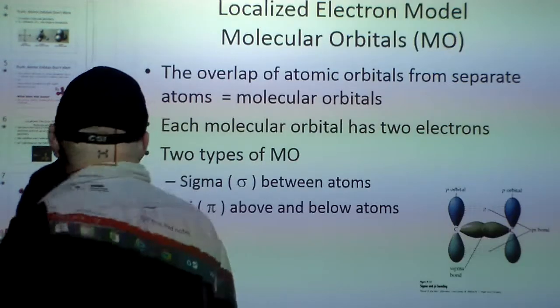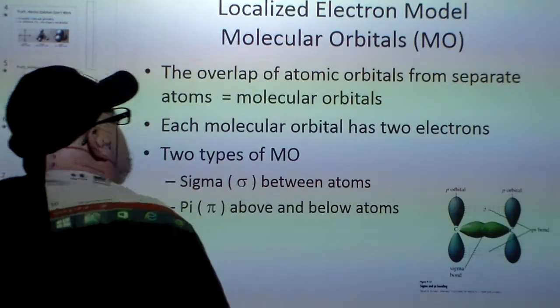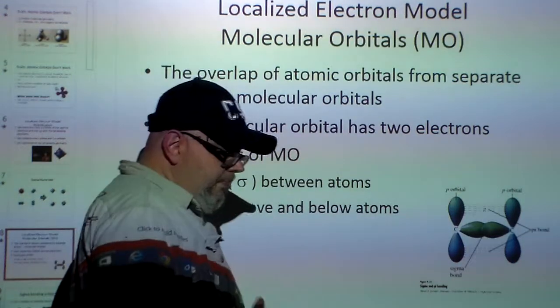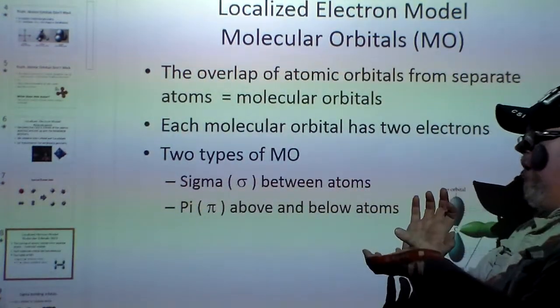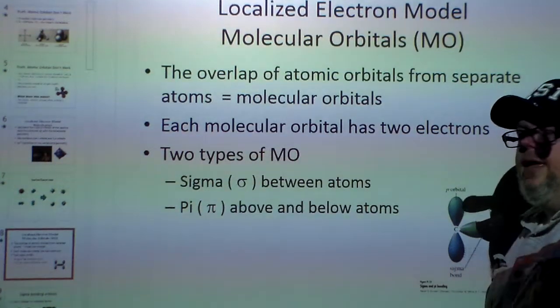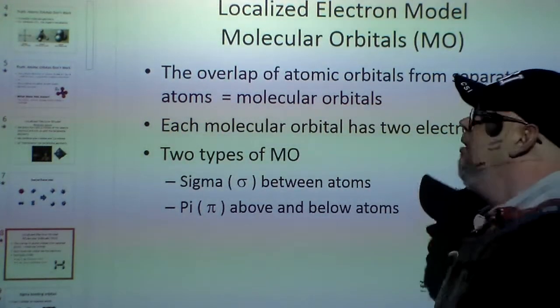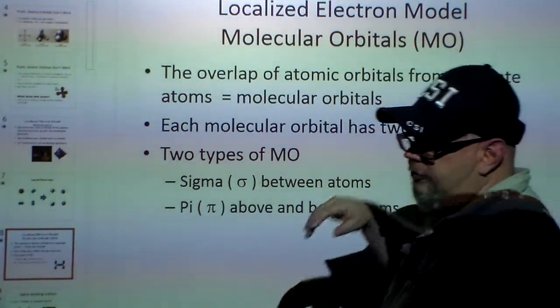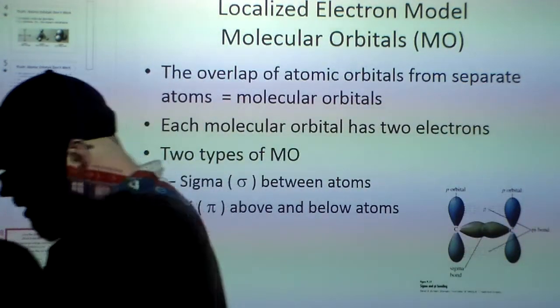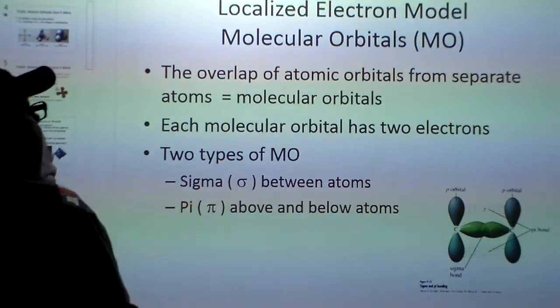Okay? Well, what happens? Well, they combine. They combine, and that's where you get this weird looking thing. Okay, this weird looking hybrid. Okay, so what about molecular orbitals? Okay, we're still kicking around the idea of the localized electron model.